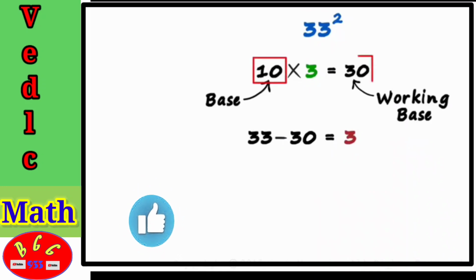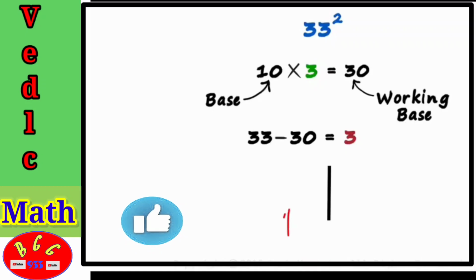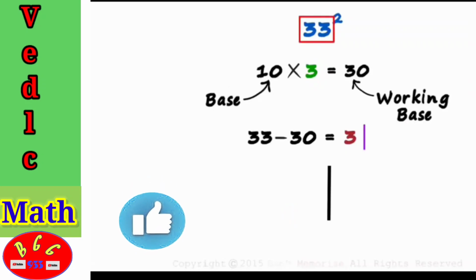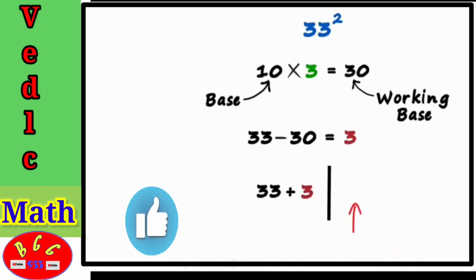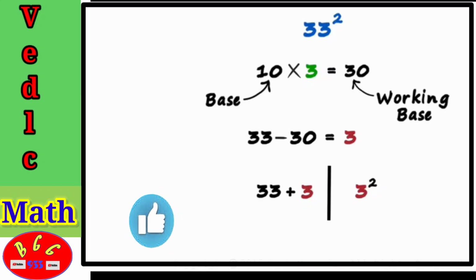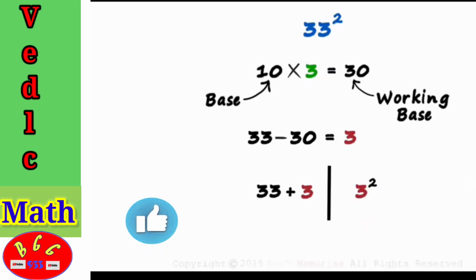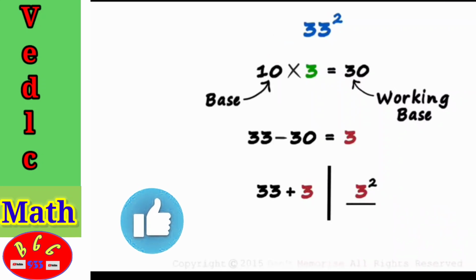Once we find the base, working base, and the difference, we make a partition. On the left, we write the sum of the number and this difference. That will be 33 plus 3. And on the right, we square the difference, 3 squared. The number of digits we should write on the right of the partition is equal to the number of zeros in the base. As we have just one zero in the base, we write just one digit on the right.